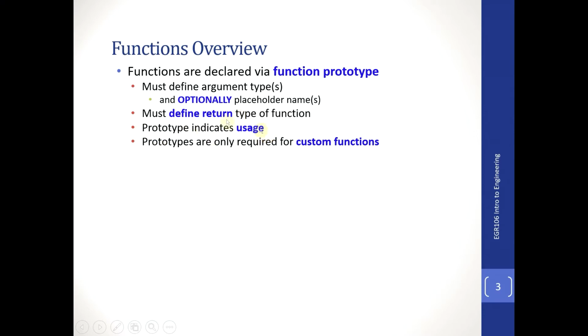Anytime you prototype a function and you don't use it, you don't actually call it, you'll get a warning from your compiler. So when you do write a prototype, it indicates that you need to use it. And prototypes are only required for custom functions. These are functions that you write. For example, if I were to use a math function like sine or cosine, I wouldn't need a function prototype because it's built into a library already.